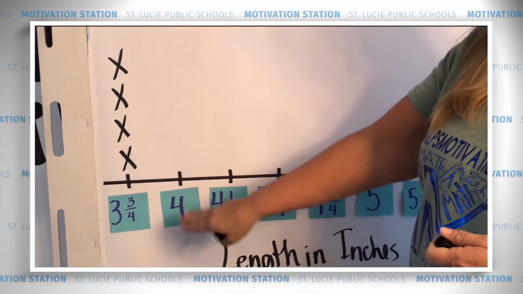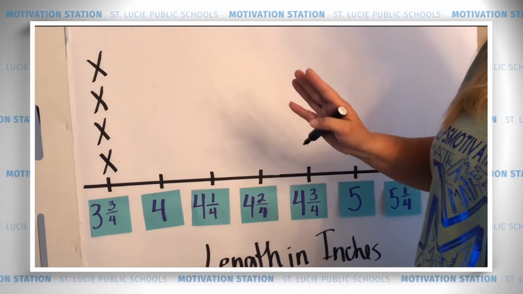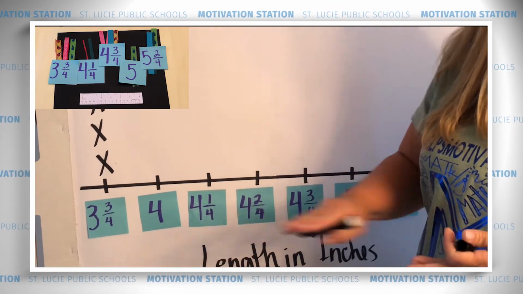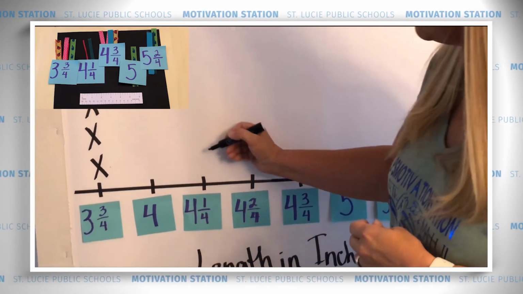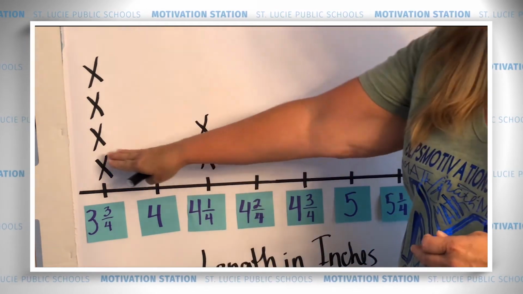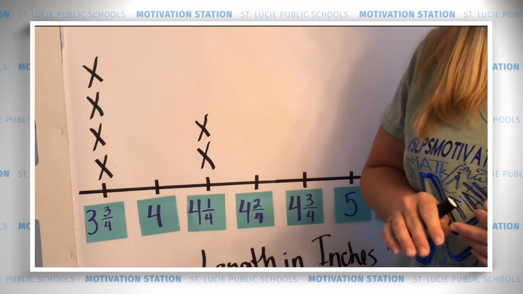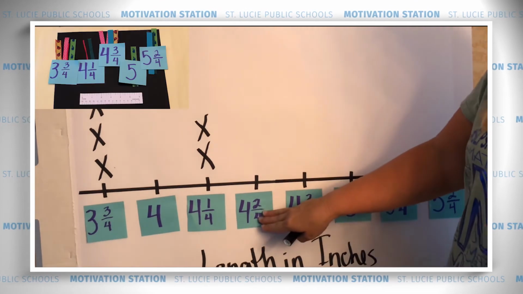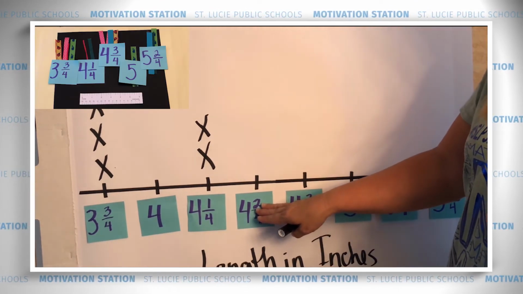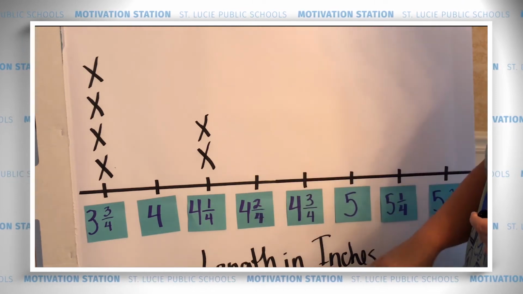I didn't have any in the 4 inch category, so I leave that blank. And then I look at my picture for the 4 1/4 inches. I had 2 pieces of ribbon, so I put 2 X's, and I do try to make my X's about the same size. And then I look at my picture. Do I have any in the 4 2/4? Nope, I didn't. So that one's going to be blank.